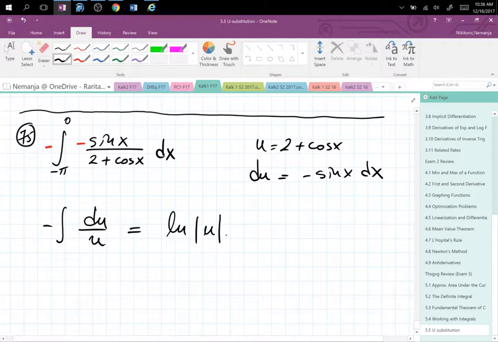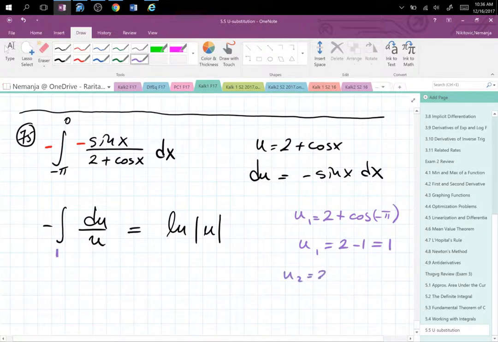But we have limits, and we have to transform limits. So u1 is 2 plus cosine of negative pi. Now cosine of negative pi is the same as cosine of pi, which is very good. So u1 is equal to 2 minus 1, which is 1. So the bottom limit is 1. And u2 is 2 plus cosine of 0. Now cosine of 0 is 1, so u2 is 2 plus 1, which is 3. So we transformed our integral from the x domain into the u domain, and I forgot to put the minus sign here, and now we have limits 1 to 3.